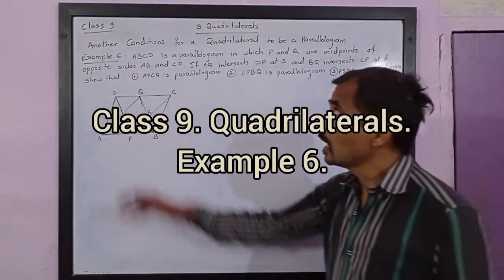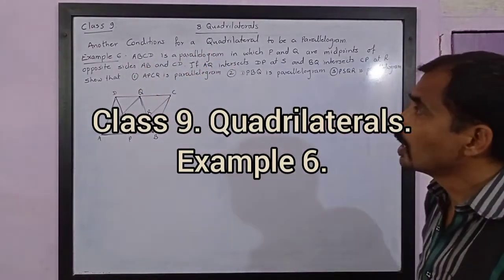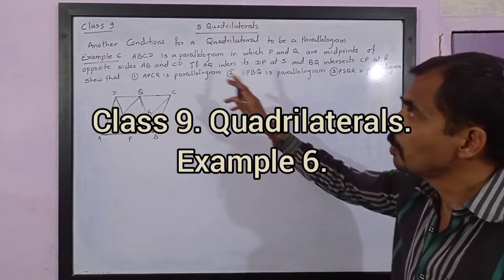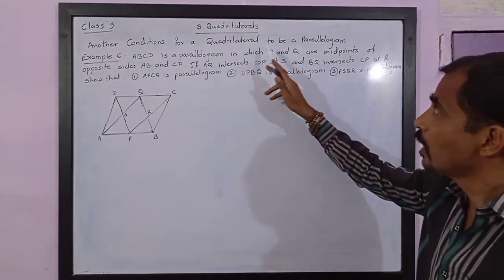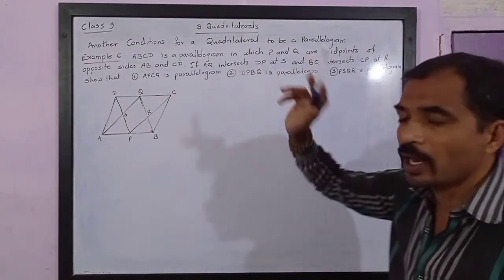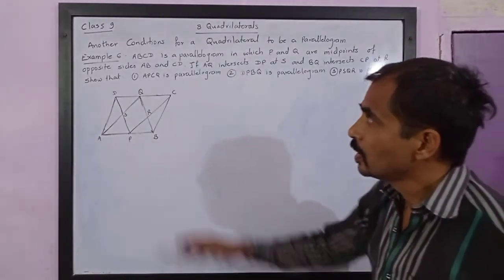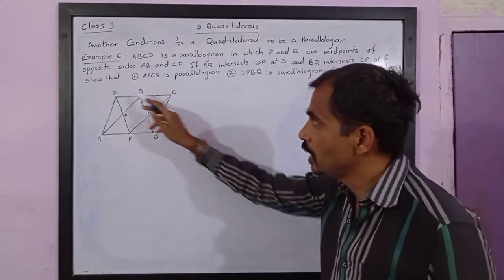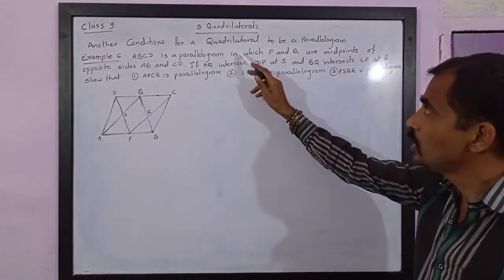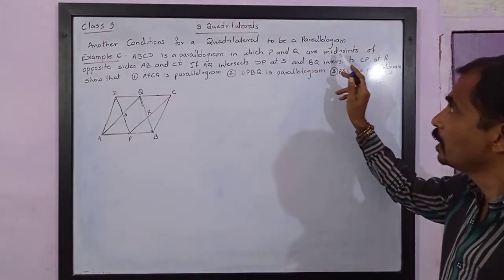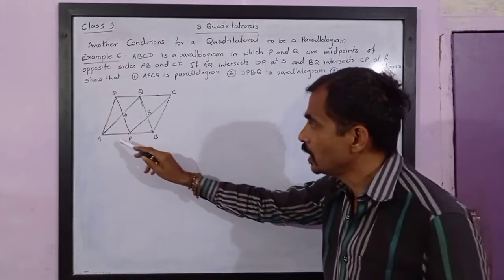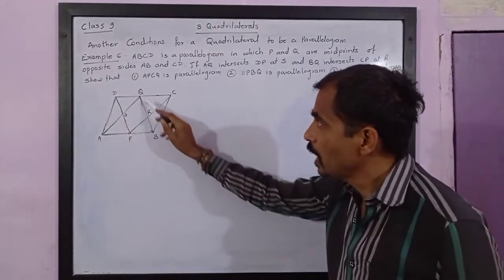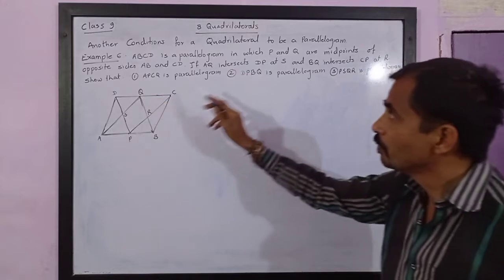Dear friends, in class 9 we are studying the 8th chapter, Quadrilaterals, and the next topic is another condition for a quadrilateral to be a parallelogram. In this we have a sixth example. Quadrilateral ABCD is a parallelogram in which P and Q are midpoints of AB and CD. So P is the midpoint of AB and Q is the midpoint of CD.